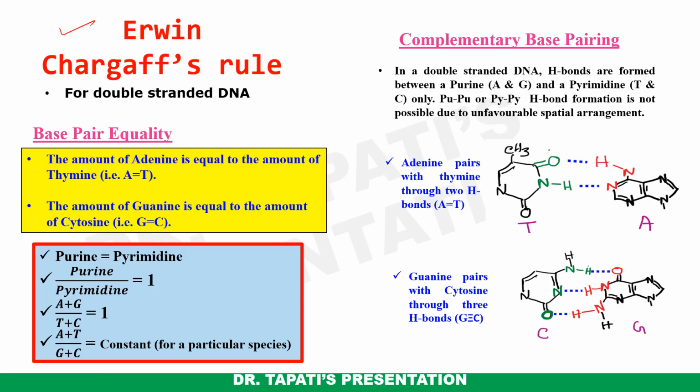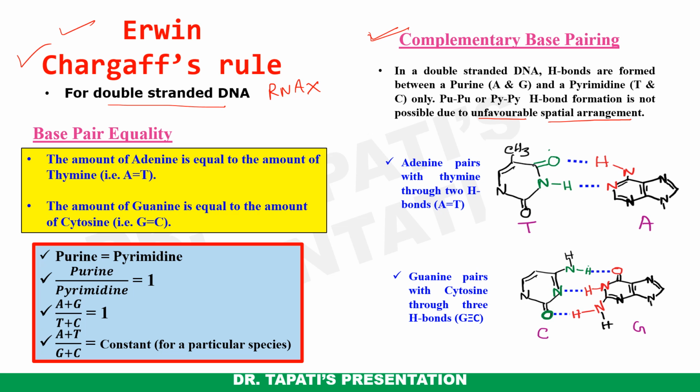Let's discuss about Chargaff's rule, which is only applicable for double-stranded DNA. It is not applicable for RNA. Already to some extent we have discussed about complementary base pairing in double-stranded DNA. In a double-stranded DNA, hydrogen bonds are formed between a purine, that means A and G, and a pyrimidine, that means T or C only. That means purine-purine or pyrimidine-pyrimidine hydrogen bond formation is not possible due to the unfavorable spatial arrangement. Only favorable spatial arrangement is possible in between adenine and T and guanine and cytosine.